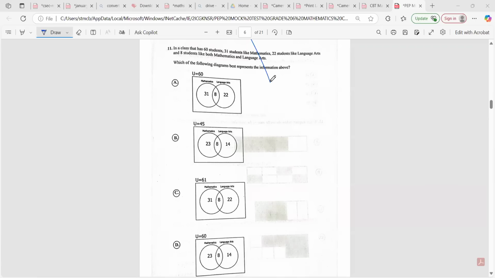Sir, my answer is C, as in cat, because when you add up A, it does not equal 60. B does equal 45, but the numbers aren't right. Okay, so your answer is C as in cat. Yes, sir, as when you add it, you get 61. All right, 61. But it's 60, they're saying in the class of 60. So you sure you want to keep that answer?